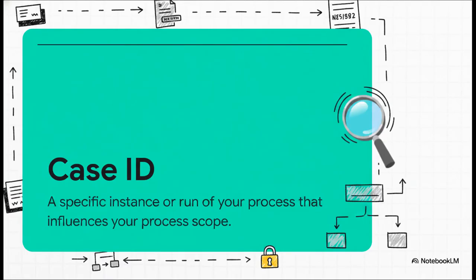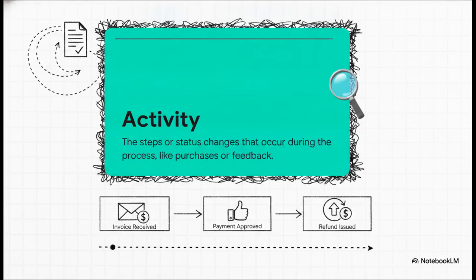Okay, so the absolute mandatory foundation for any process map is the case ID. You can think of a case as one specific instance or run of your process. It dictates the entire scope of what you're looking at. If you don't define that case ID, the system just has no clue how to group your data together. In our accounts payable scenario, your case ID is probably going to be a unique invoice identifier or a specific purchase order number.